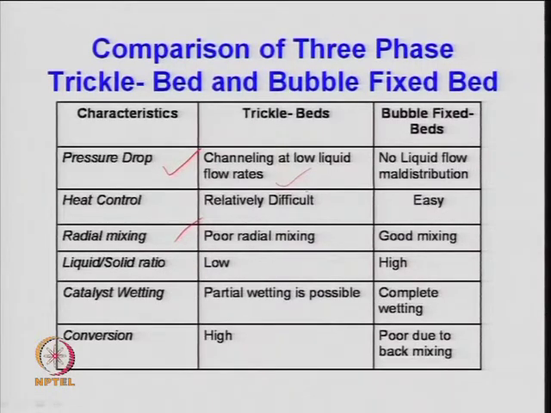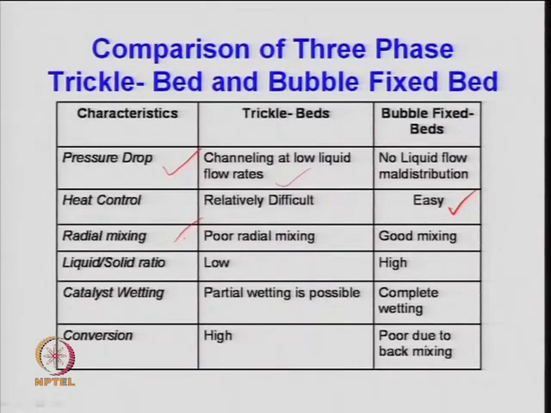Heat control, if you look at the trickle bed reactor, as I told, there is no stirrer, and the particles are larger in size. So if the reaction is exothermic, then control of heat becomes difficult. Heat control is relatively difficult in this case. But in the bubble fixed bed reactor, because you have gas being bubbled, which acts as a kind of stirrer, you can control the temperature. So this is easy here, and the particles are relatively smaller in size.